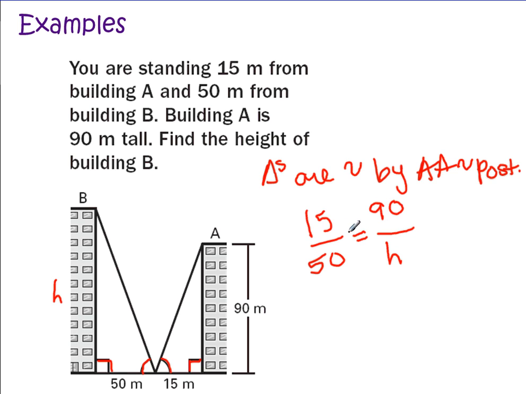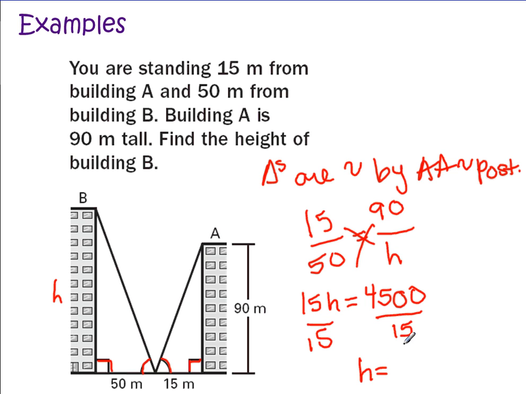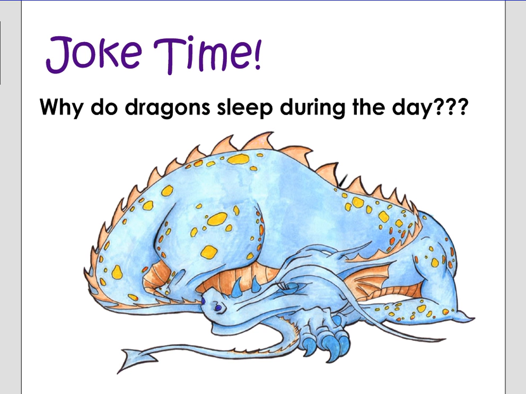From here, we can solve by cross multiplying. So 15H will be equal to 4,500. Then when we divide both sides by 15, we will find that H is equal to 300. So the height of building B is 300 meters. And that is pretty much it.